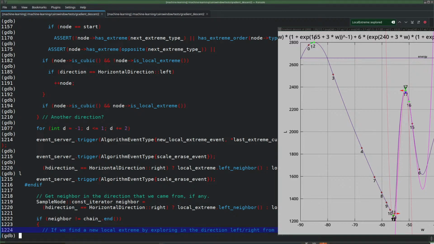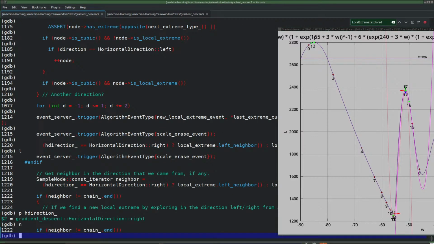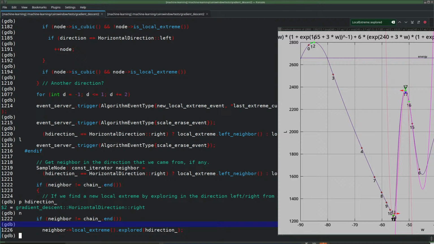Neighbor. So what is this? H direction is still right. There is no neighbor in the direction right. No, wait a minute. Opposite. If it is right, then we get the left neighbor. Yeah. We get a neighbor anyway, but you get this neighbor here. So the neighbor exists. Mark it as explored. Yeah, that's not correct. That is not correct.